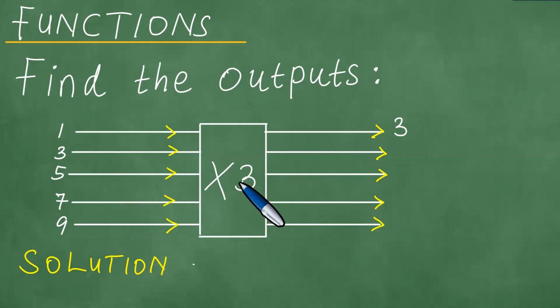3 times 3 is what? It's 9, okay? Then you take 5. 5 times 3 equals 15. 7 times 3 equals 21. 9 times 3 equals 27. So this is by and large how it's done. Okay, these are like functions. You work out the inputs and the outputs, the input values and the output values. Okay, let's look at the next one.